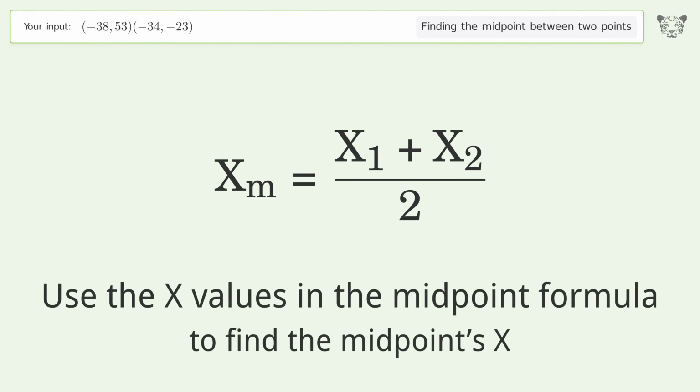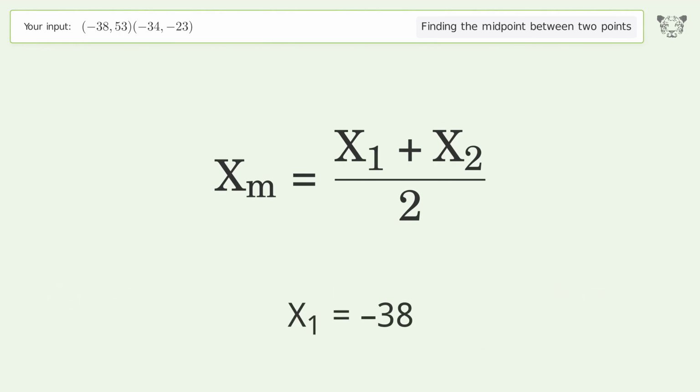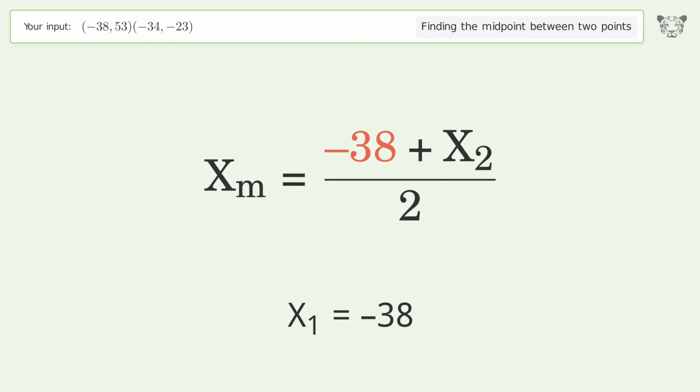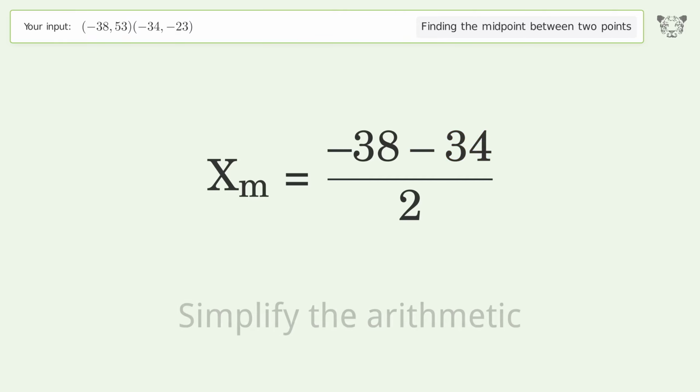Use the x values in the midpoint formula to find the midpoint's x. x1 equals negative 38. x2 equals negative 34. Simplify the arithmetic.